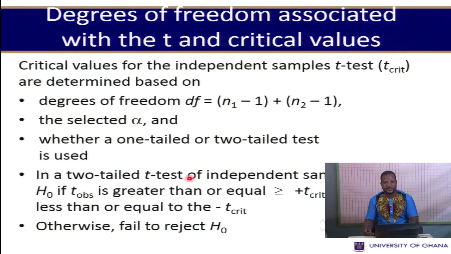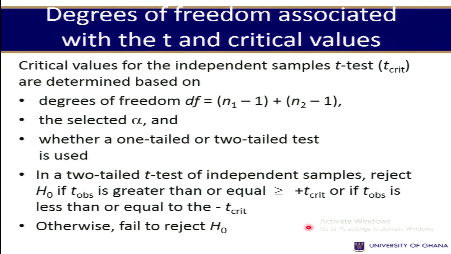In a two-tailed t-test of independent samples, we will be rejecting our H0 if our t observed is greater than or equal to the t critical, or if our t observed is less than or equal to the negative of the t critical.